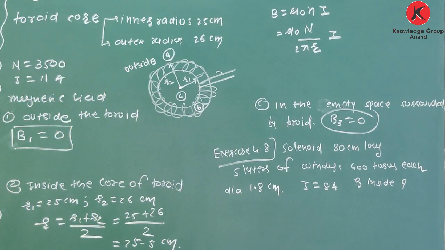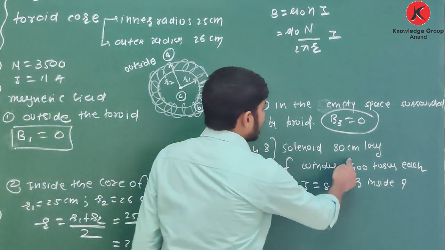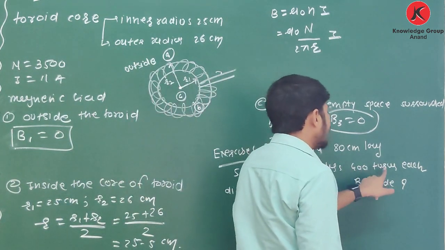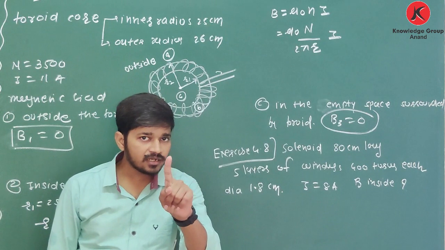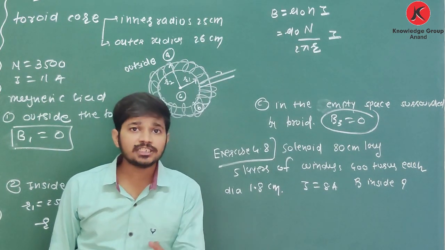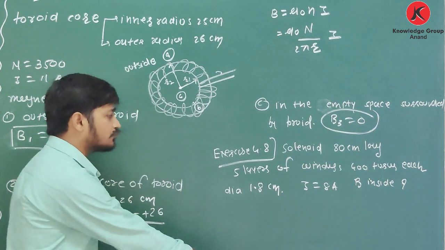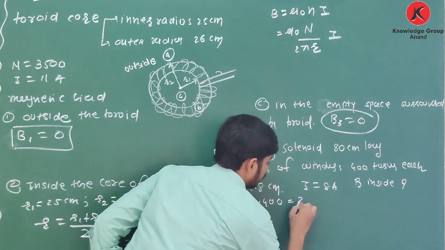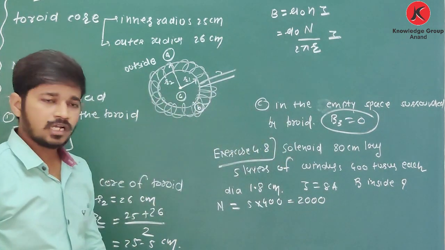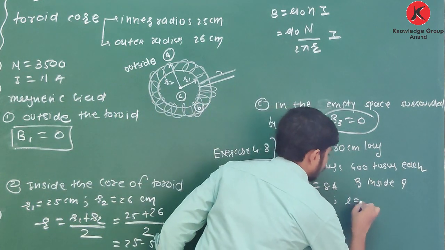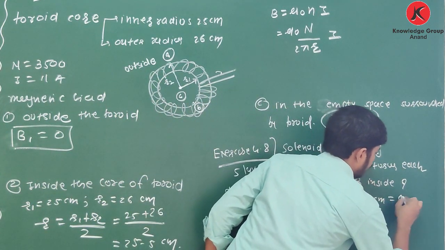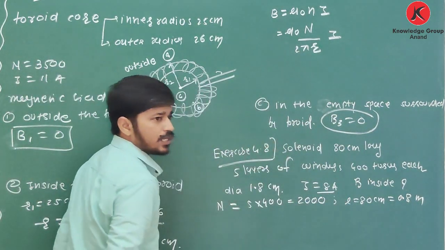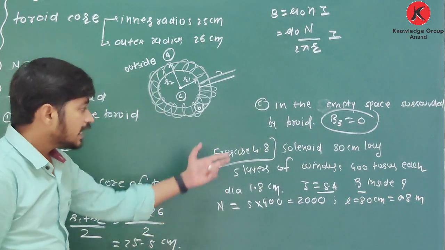Next question, exercise 4.8. A solenoid 80 centimeter long, having 5 layers of windings, 400 turns each. In one layer there are 400 turns, and such 5 layers are given. So total number of turns N is equal to 5 into 400, means it is 2000. Simple. Length of solenoid L is equal to 80 centimeter, I can write 0.8 meter. Current I is given as 8 ampere, and you have to find the magnetic field inside the solenoid.